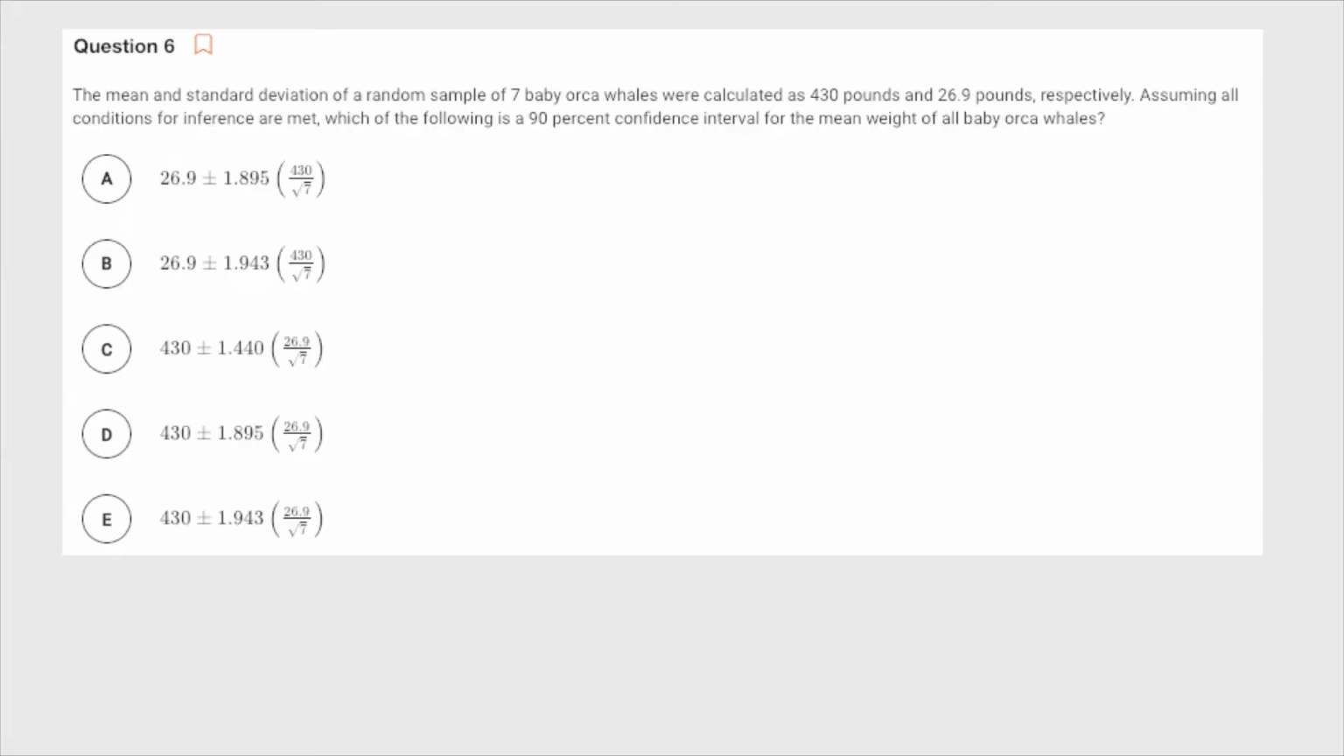All right, the first one says the mean and standard deviation of a random sample of 7 baby orca whales were calculated as 430 pounds and 26.9 pounds, respectively. Assuming all the conditions for inference are met, which of the following is a 90% confidence interval for the mean weight of all baby orca whales?